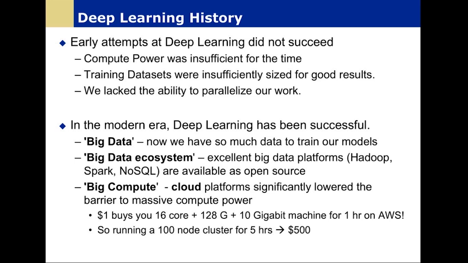And then we have big compute. Cloud platforms like AWS, GCP, Microsoft Azure, etc. give us the ability to have very affordable scale for scaling up our compute. So you can see there some of the costs that are associated with that. It also gives us the flexibility of having dynamic workloads.